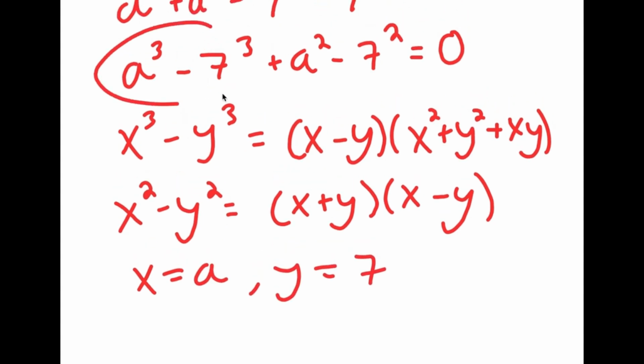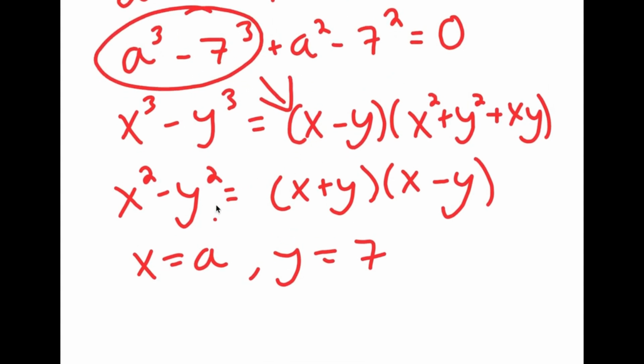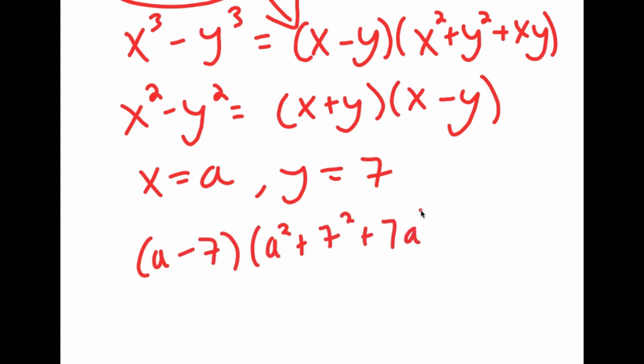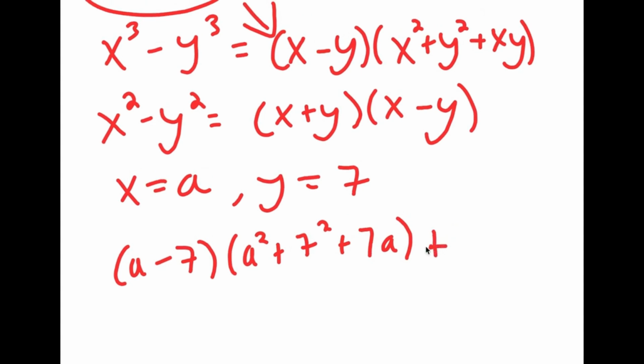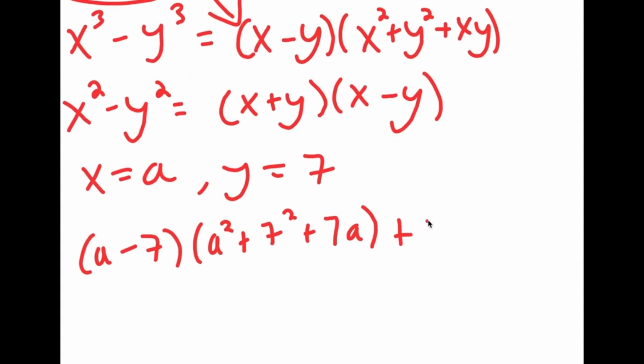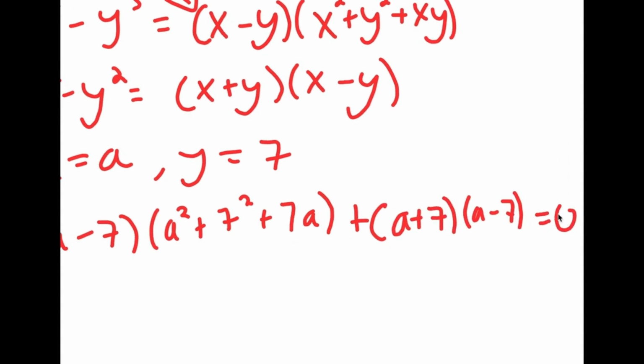We're going to first start by rewriting a to the power of 3 minus 7 to the power of 3 in this form. So this is going to be equal to a minus 7 times a squared plus 7 squared plus 7 times a, which is just 7a. And now I have this plus x squared minus y squared, which is x plus y times x minus y. So it's going to equal a plus 7 times a minus 7. And this is all equal to 0.